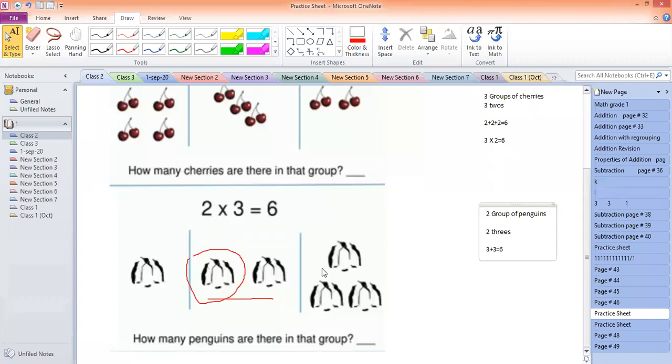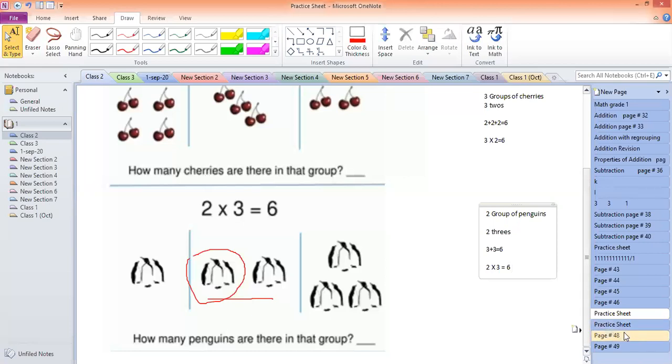And what is the second method? The second method is to check how many groups are there. There are 2 groups, and in one group, how many penguins are there? There are 3 penguins. So check the table of 3. 2 multiplied by 3, 2 into 3 times equals 6. So there are a total of 6 penguins. In that way, we have to do it.